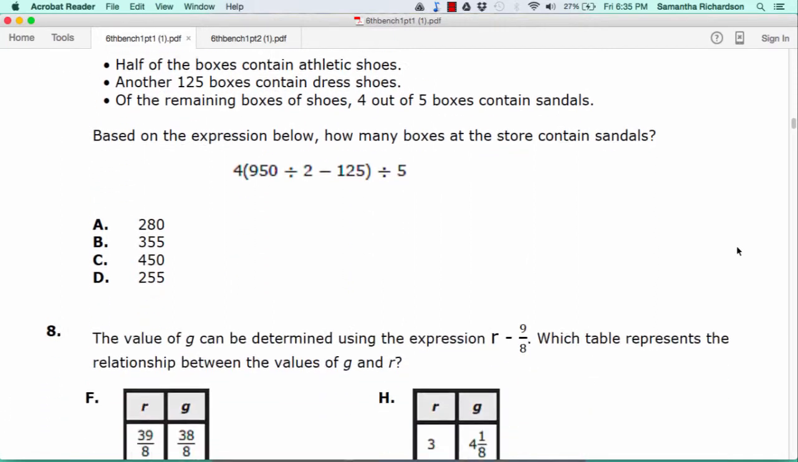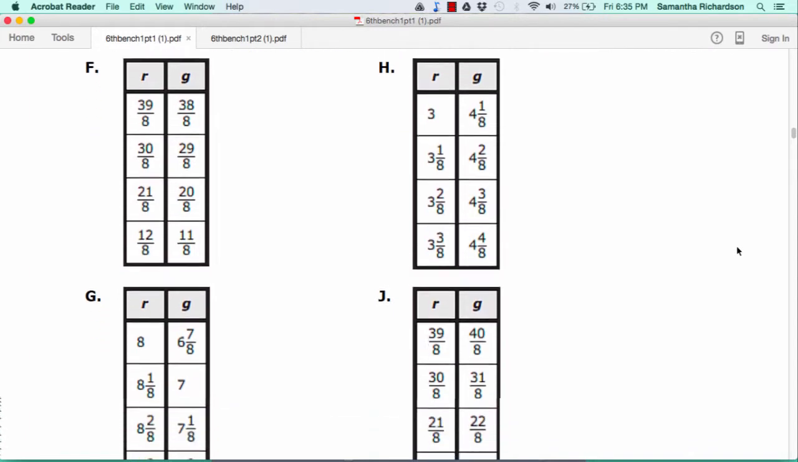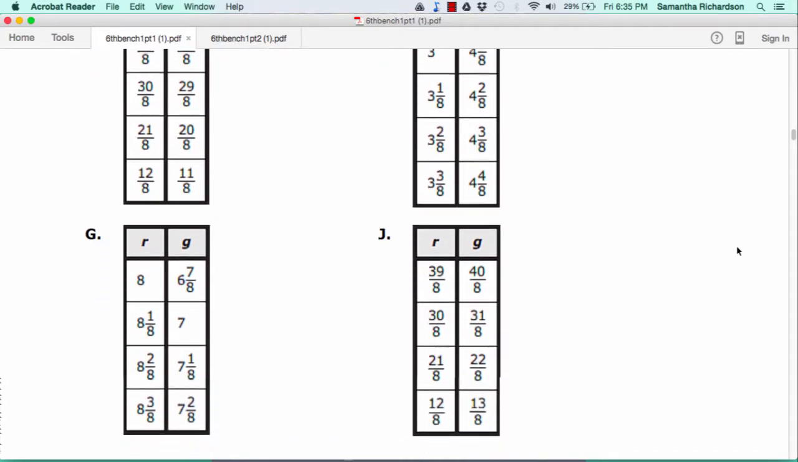Number 8. The value of g can be determined using the expression r minus 9 over 8. Which table represents the relationship between the values of g and r? Table F, Table G, Table H, Table J.